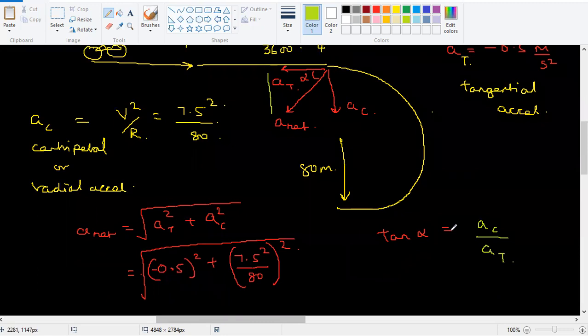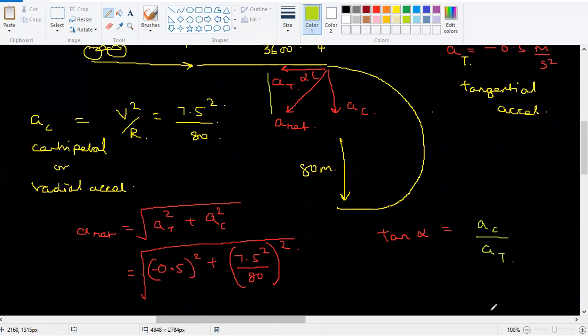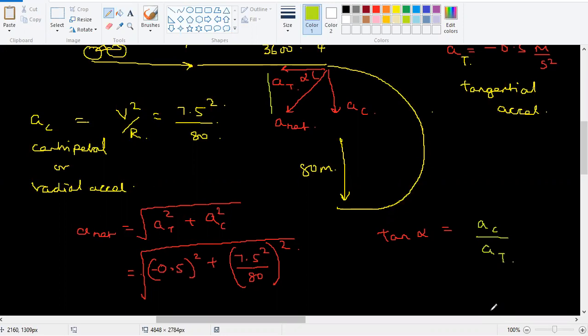Sir, can you show a solution? What's that? You want the solution? No, sir, I just wanted to copy the steps. Copy the steps. That's it. Okay. Once you're done copying, let me know. Yes, sir. Okay.